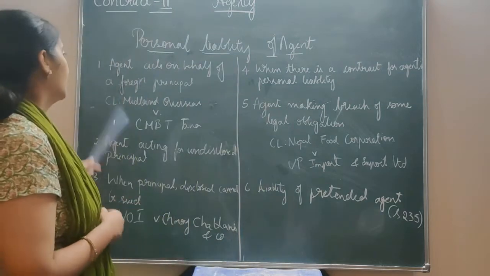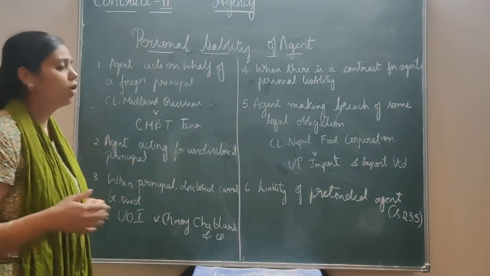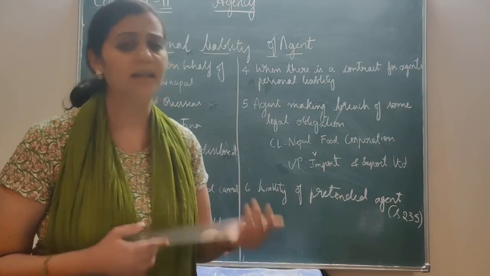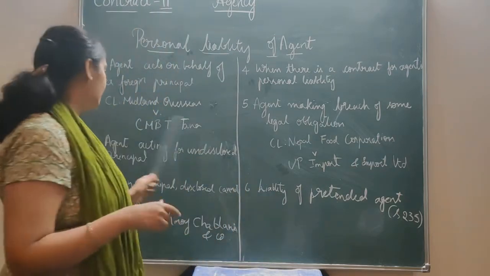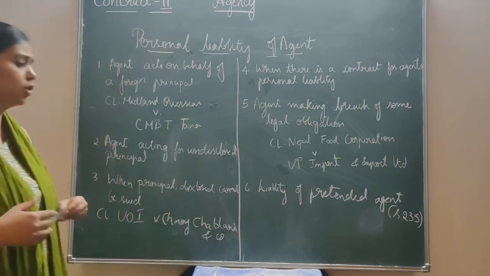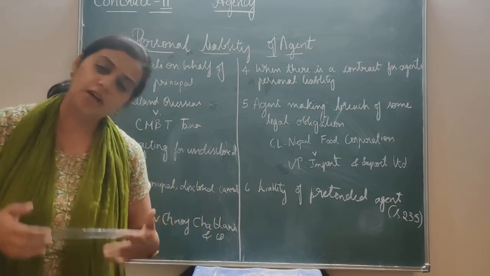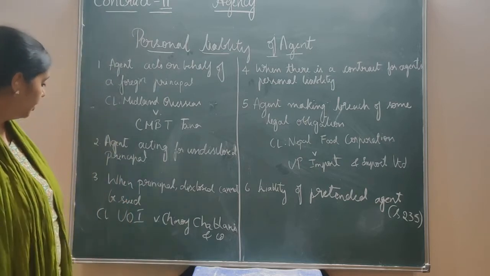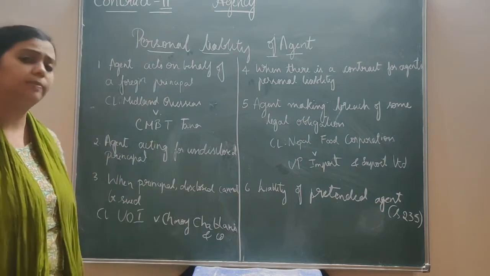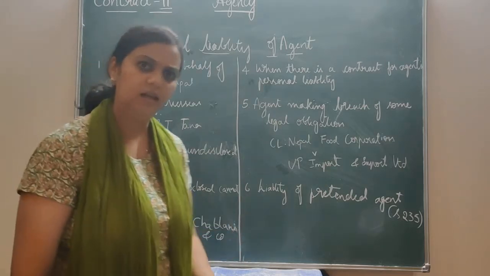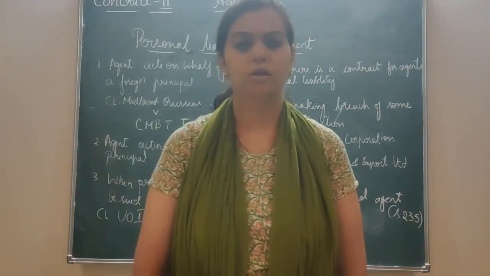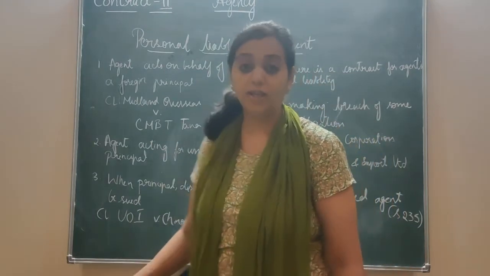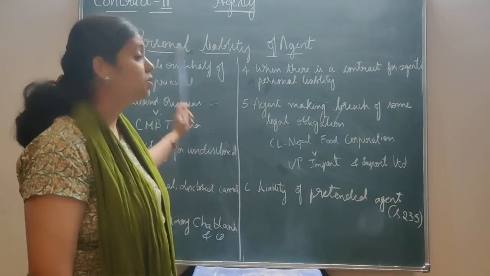Point number 1: the agent acts on behalf of a foreign principal. If he is acting on behalf of a foreign principal, he becomes liable. The second one is the agent acting for an undisclosed principal. If he is not disclosing the name of the principal, he becomes liable. The third one is when the principal disclosed cannot be sued. He is disclosing the principal and still the principal cannot be sued. This is also dealt with, and we will see how it takes place. How does the agent become liable?